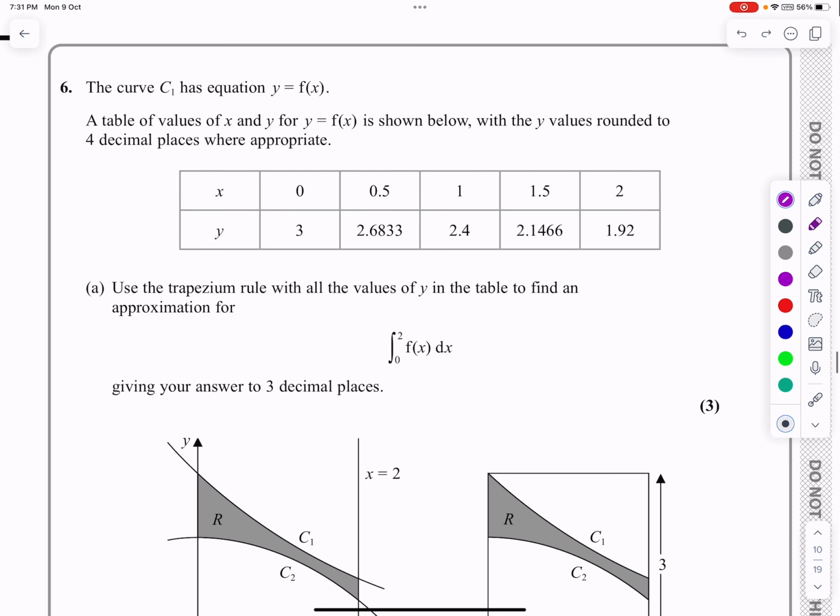The first part says we've got a table of values here for y equals f(x). We don't know what the function is. That's the whole point of trapezium rule questions. But they have given me the values of x that lead to values of y. So what we can do with that is decide that we've got y0, y1, y2, y3, and y4. Those are the values that I'm going to use for the trapezium rule.